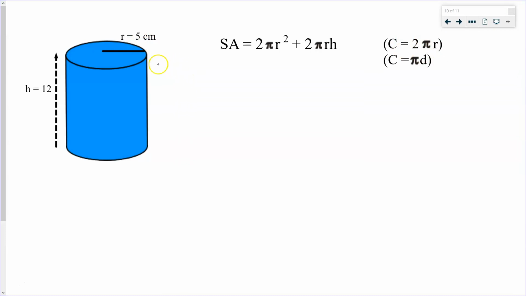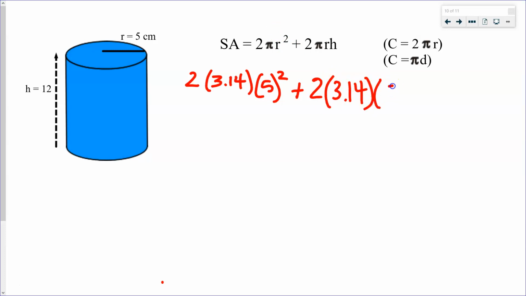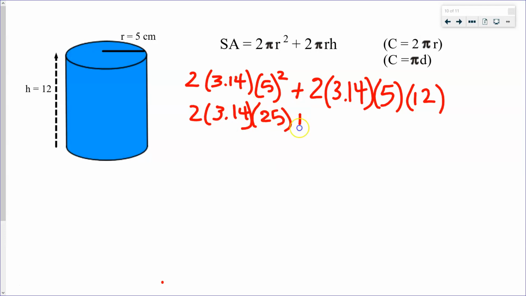I am just going to plug the numbers in. So I've got 2 times pi. Remember, I'm going to use 3.14 times the radius, which is 5 squared. Don't lose that exponent. Plus 2 times 3.14 again, times the radius, times the height. Not hard to do. I'm just going to write this one more time on this side so that I'm putting the right numbers in my calculator.